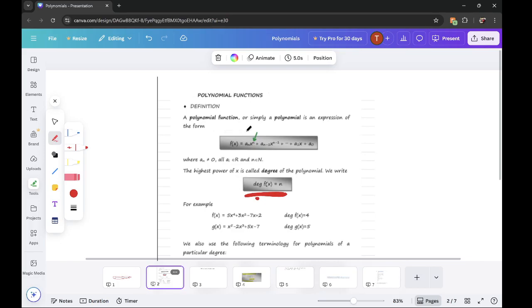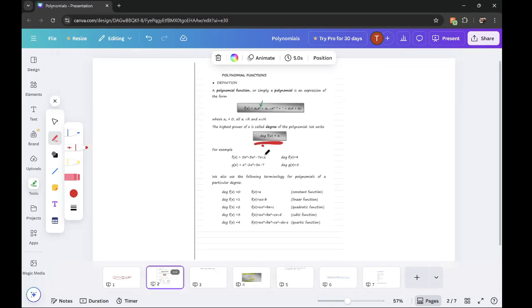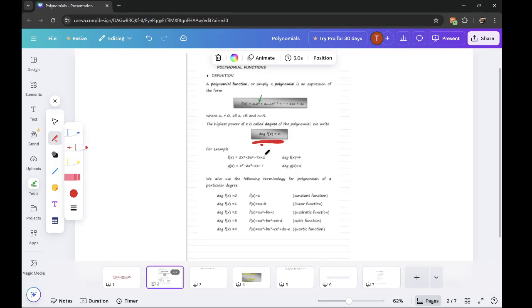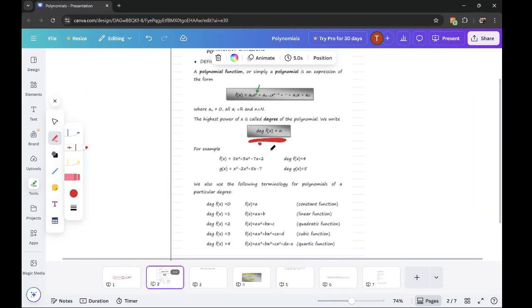A polynomial function, or simply a polynomial, is an expression of the form shown here, and this is the form of a polynomial. You can take your time and pause the video to read this definition, but I just want to focus on this part over here, the degree of the polynomial. The degree of f(x) is equal to n. What does that mean? The highest power of x is called the degree of a polynomial, and this is how we write it.